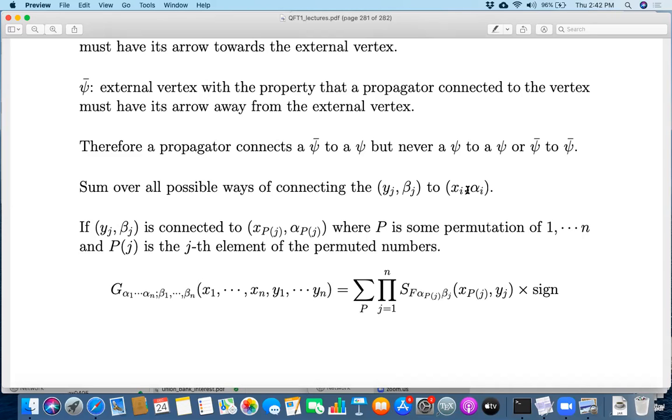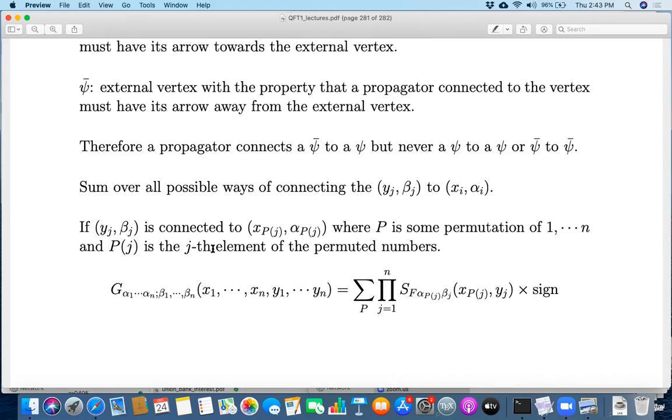So in generic terms, what will happen is that y_j, beta_j will be connected to some x, which I have called x_{p_j}, alpha_{p_j}. The notation here is the following: p is some permutation of 1 to n, and p_j denotes the jth element of the permuted numbers. So you take a particular permutation of 1 to n, and then you connect y1 to x_{p1}, y2 to x_{p2}, y3 to x_{p3}, and so on. And then of course the alphas and betas follow up appropriately.